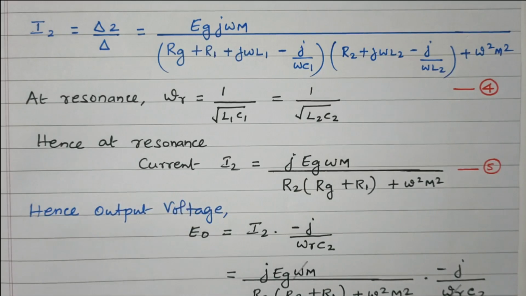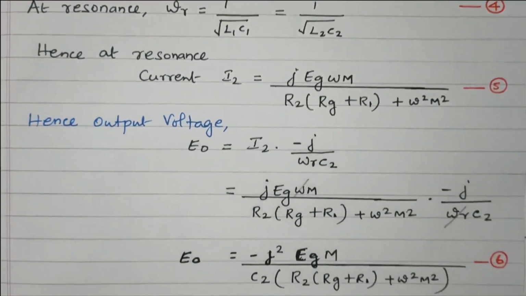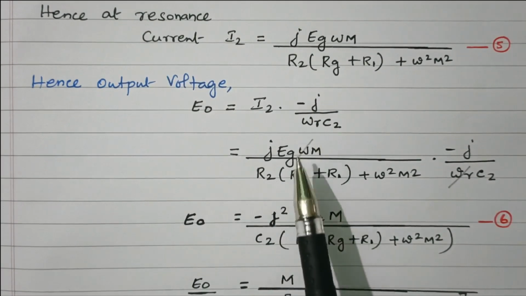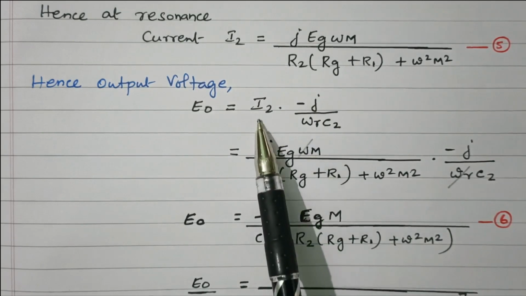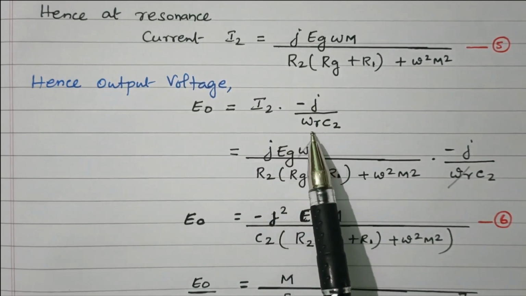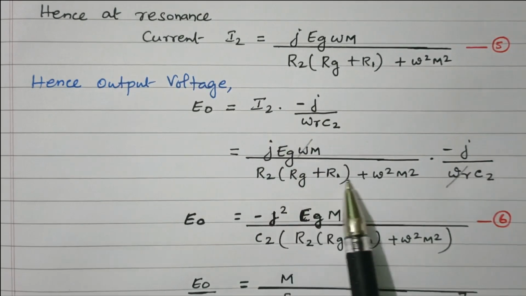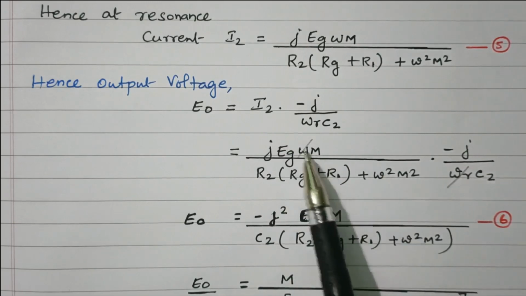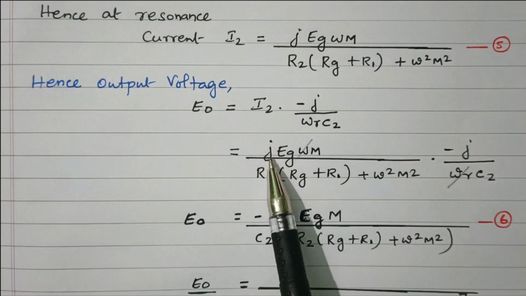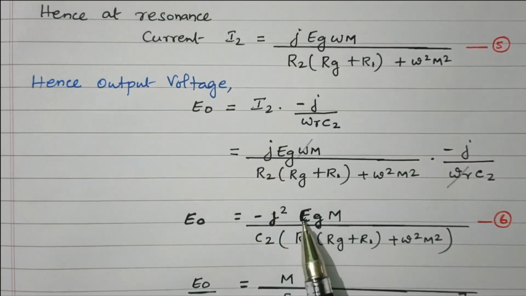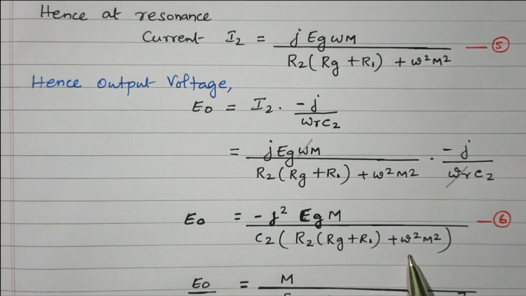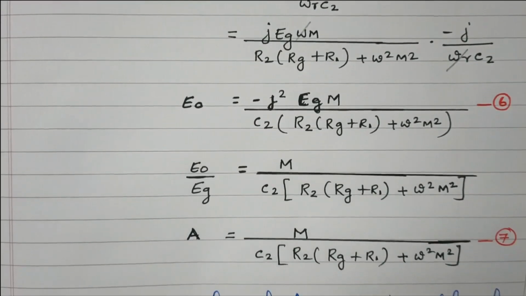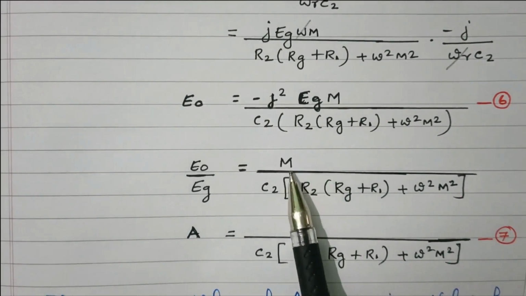Now we calculated the resonant current and the resonant condition. Now we'll go for the output voltage E0. E0 equals I2 into minus j divided by omega r C2. This is the voltage across the capacitor. Current is I2, the impedance is minus j divided by omega C. Now we'll substitute the I2 value. This is the I2 value. So omega r cancels. Only these two terms cancel. Here minus j is available, here j is available, so it becomes minus j square Eg M divided by the denominator term. Right. Now we'll go for further simplification. J square value we know is minus 1, so it becomes plus. Right.